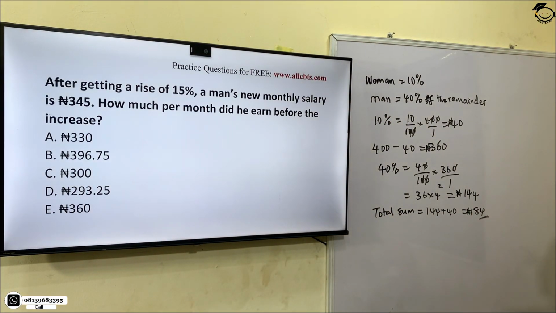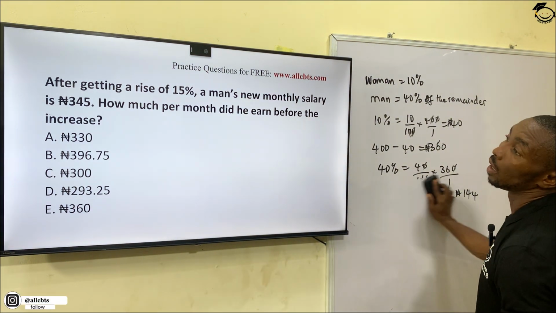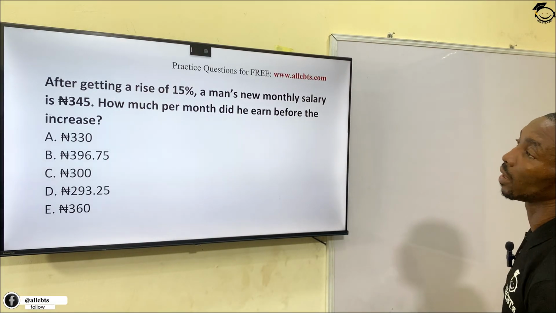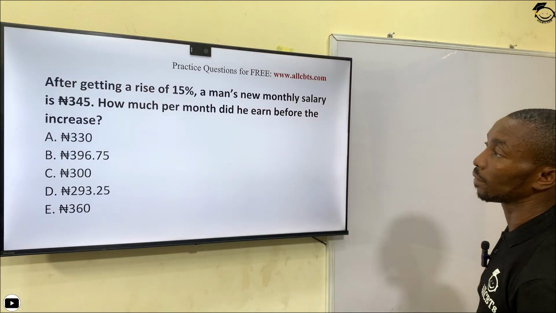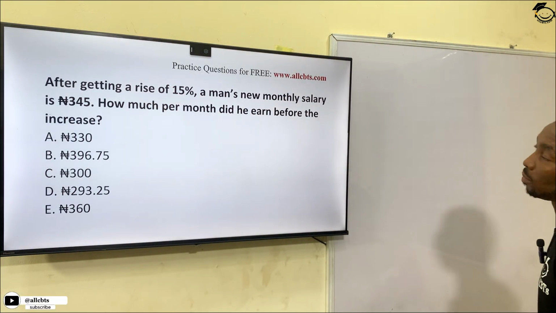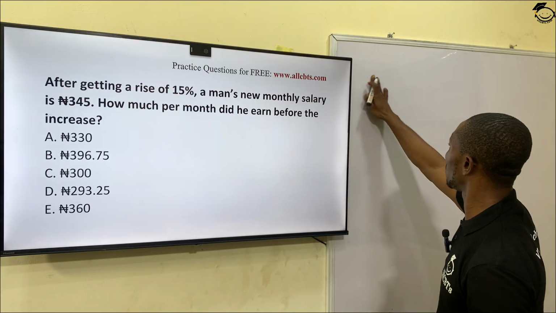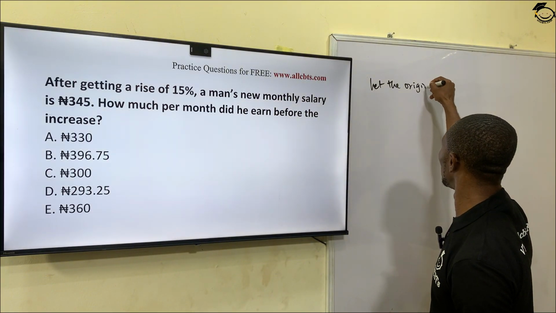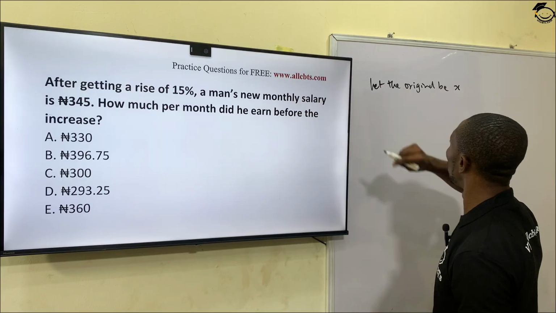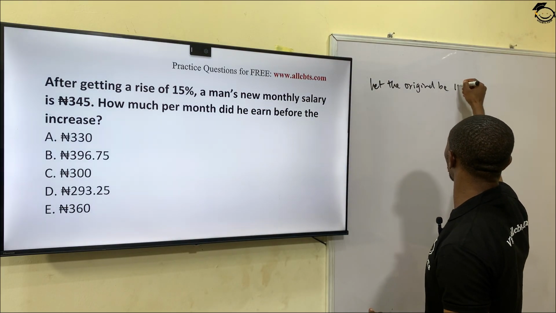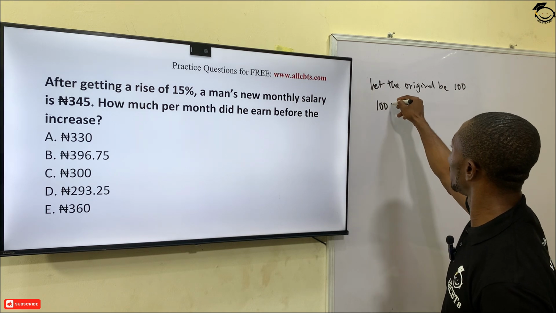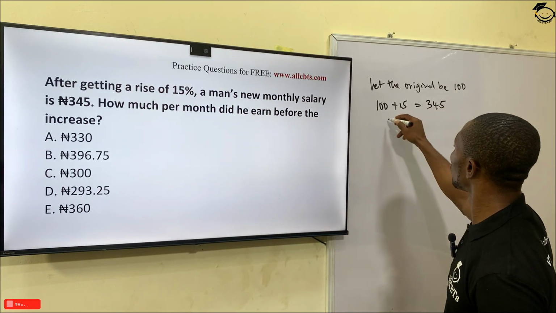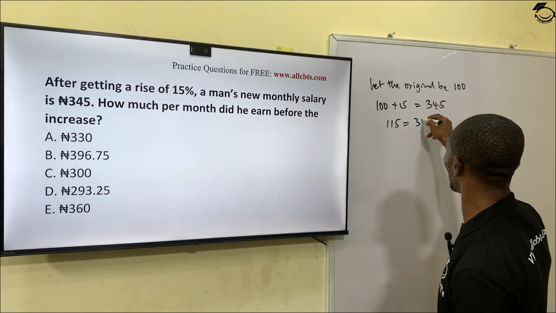Now, our next question says, after getting a rise of 15%, a man's new monthly salary is 345 naira. How much per month did he earn before? Now, since he got 15% increase, let the original percentage be X. Okay, the original percent is 100. So he had 100 plus 15% increase, which gives him 345 naira. So 115% gives him 345 naira.